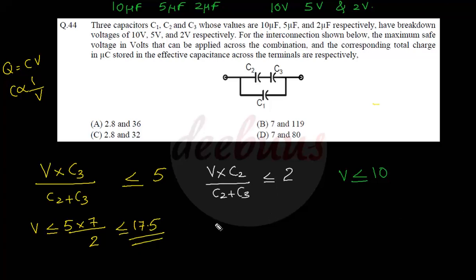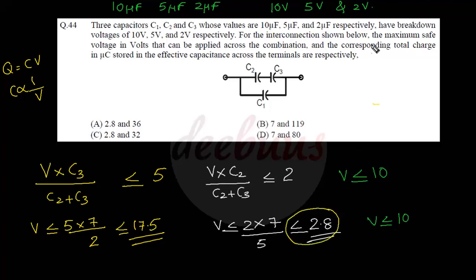Similarly, for the second case, V must be lesser than or equal to 2 into C2 plus C3, again 7, divided by C2. C2 is 5. So that turns out to be lesser than or equal to 2.8. Right? For the last case, it is directly mentioned as V lesser than or equal to 10 volt. So out of the three voltage values, this value is the lowest. So the maximum safe voltage in volts that can be applied across the combination is 2.8 volt.